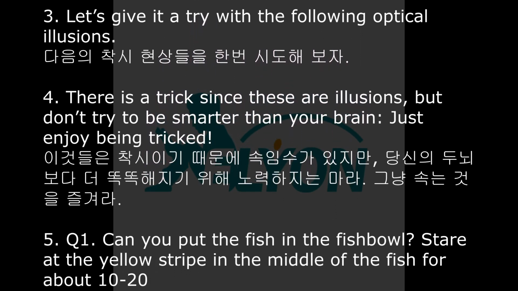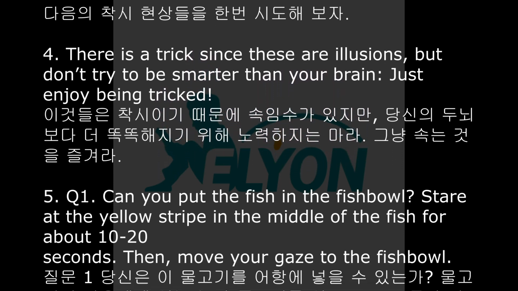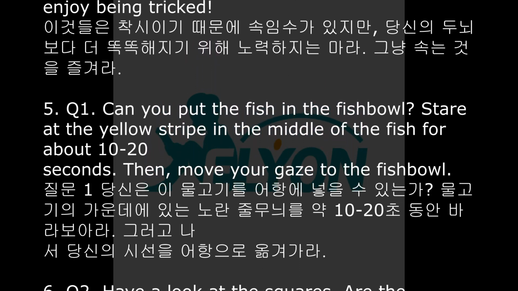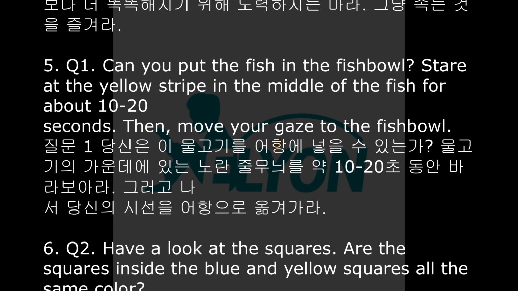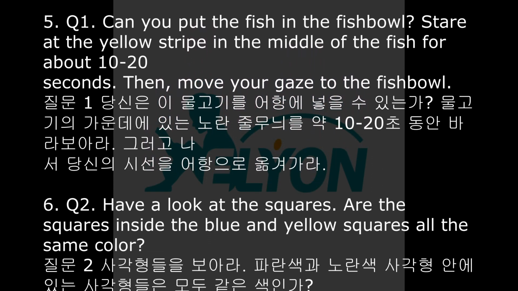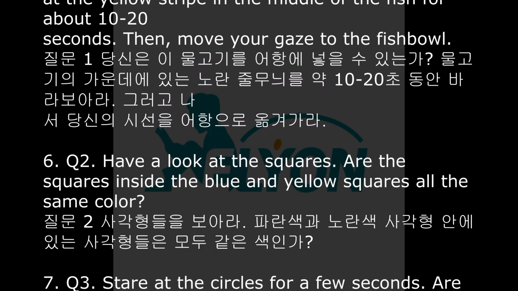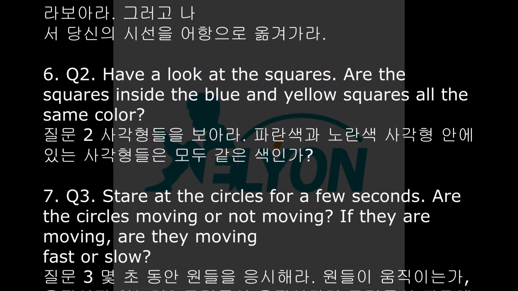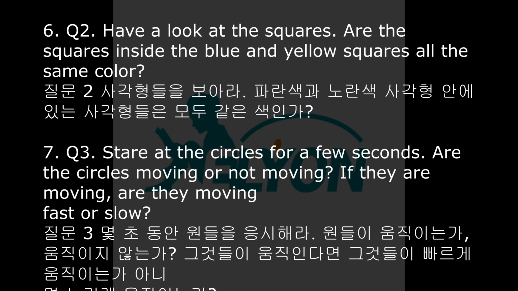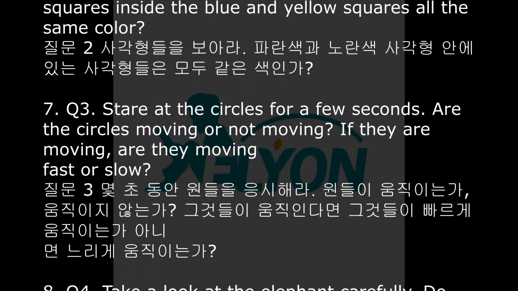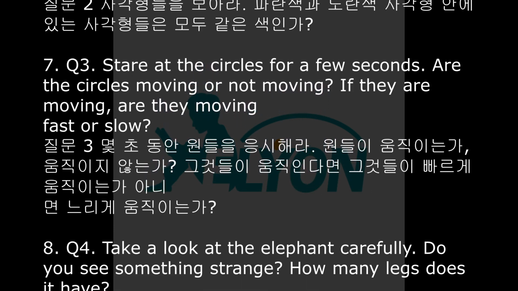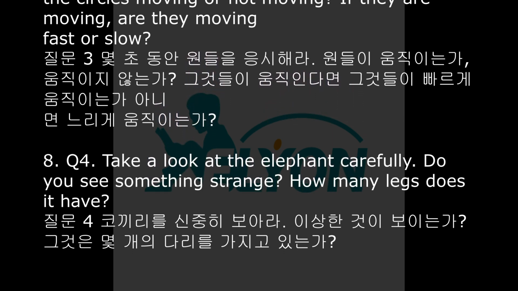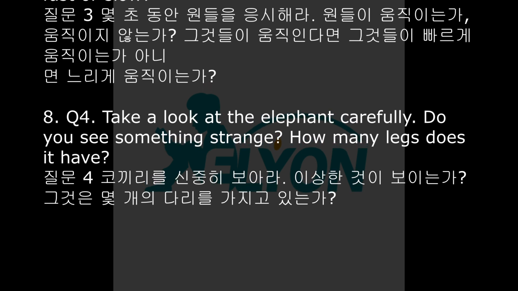Just enjoy being tricked. Question 1. Can you put the fish in the fishbowl? Stare at the yellow stripe in the middle of the fish for about 10 to 20 seconds. Then, move your gaze to the fishbowl. Question 2. Have a look at the squares. Are the squares inside the blue and yellow squares all the same color? Question 3. Stare at the circles for a few seconds. Are the circles moving or not moving? If they are moving, are they moving fast or slow?